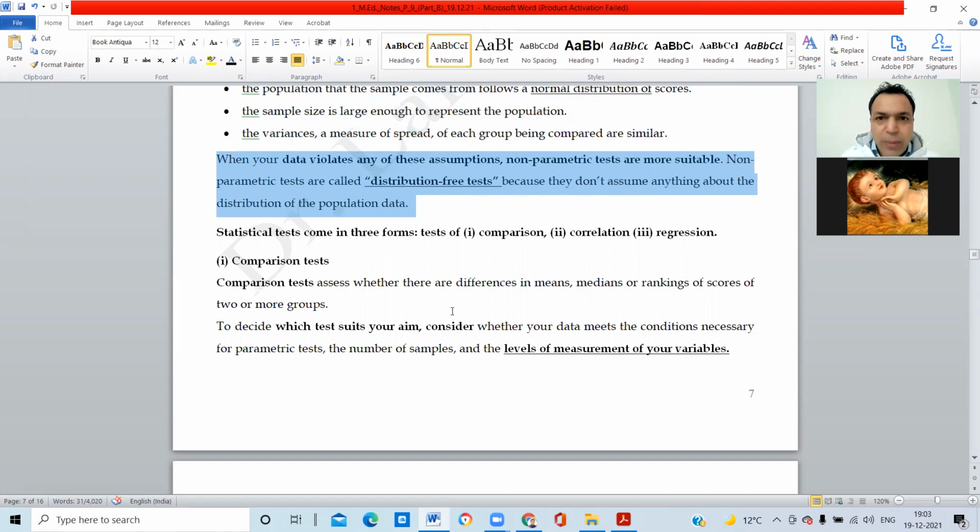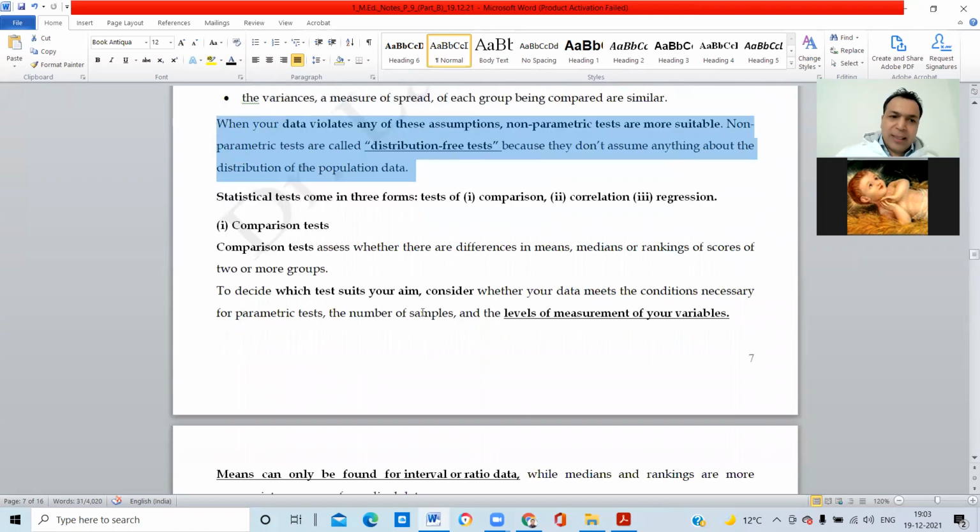Distribution-free test means, guys, you don't collect the data normally. Whatever you have selected, sometimes you don't follow all three things under the parametric assumption. Then you use the non-parametric test, right?